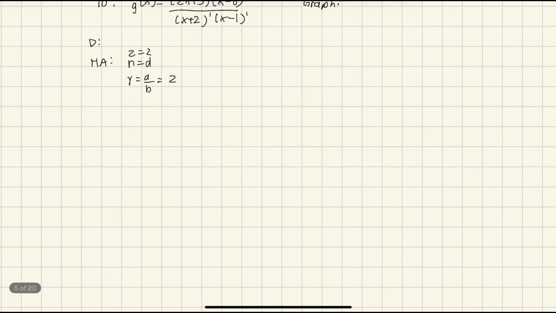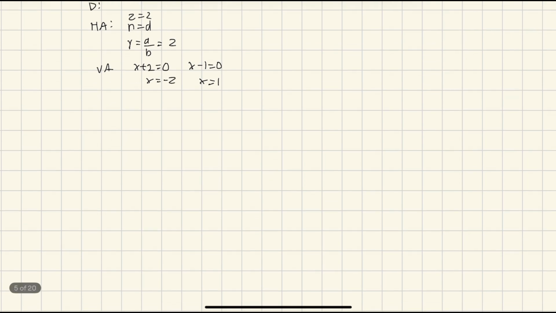And then for the vertical asymptotes, we can see it's already factored. So then again, you set x plus 2 equal to 0, and x minus 1 equal to 0. x is equal to 1, and x is equal to negative 2. So we have those as our vertical asymptotes, and now let's do the x-intercepts.